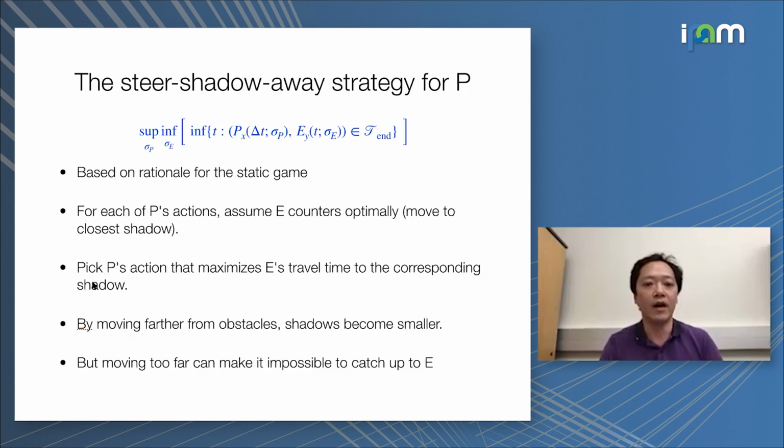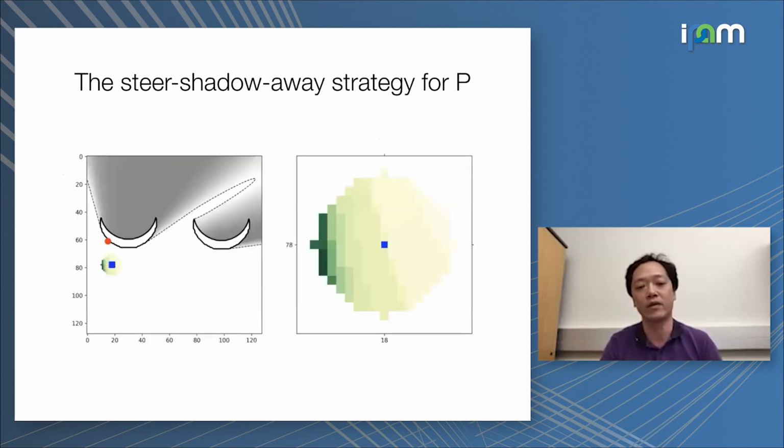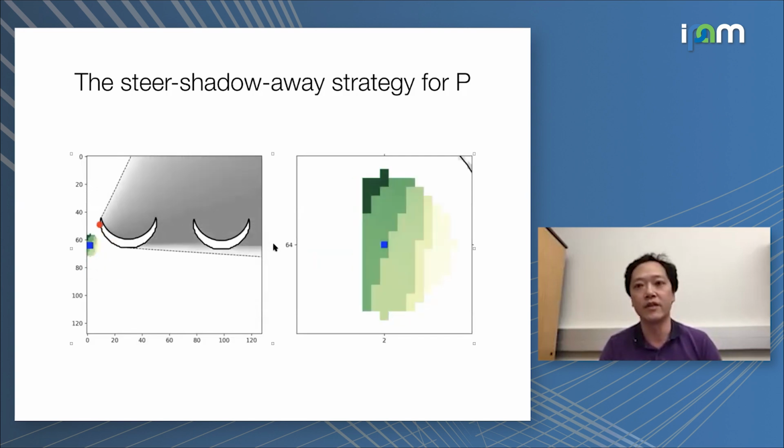This is computationally more expensive, and in general, there's a tendency for the pursuer to move farther away from the obstacles because the shadow gets smaller. But it so happens that when you move far away from the obstacles, you might also be too far away from the evader, and the evader again gets a sliver of a window of chance to vanish from your eyesight. And these are the simulations of that.